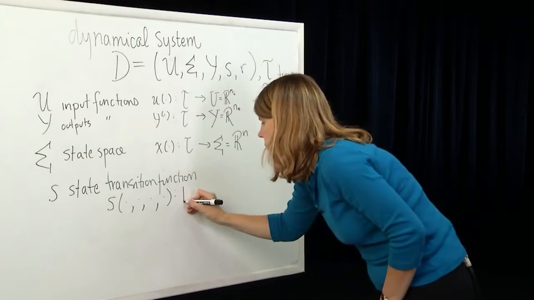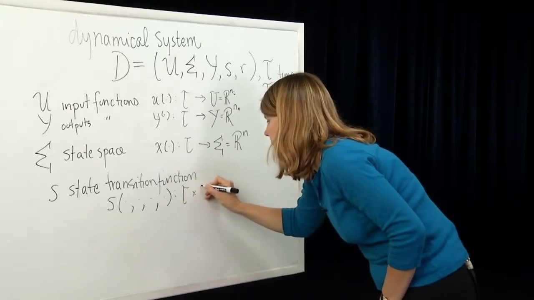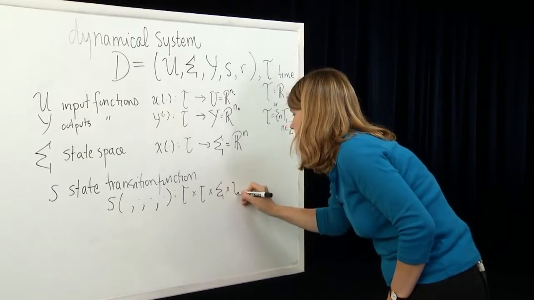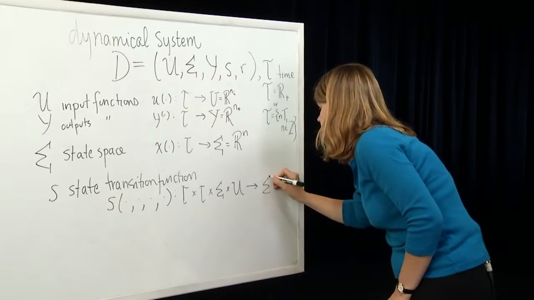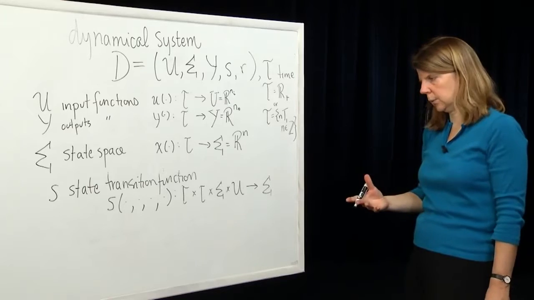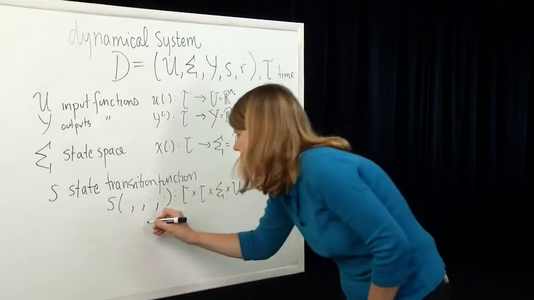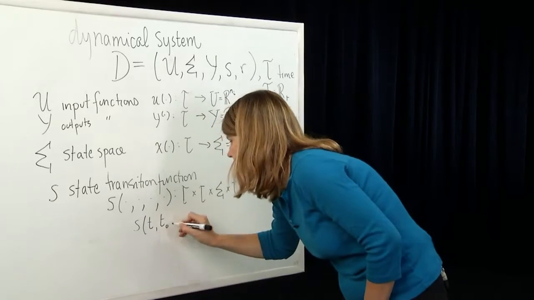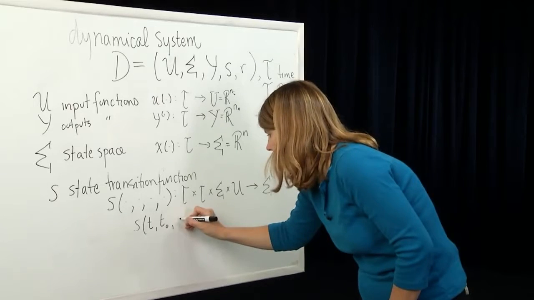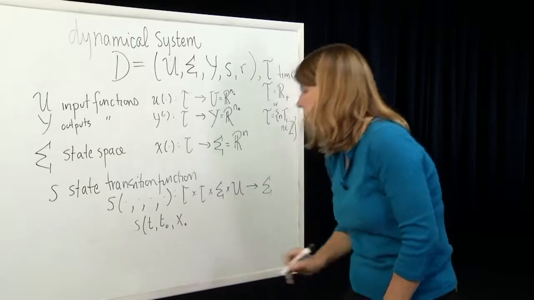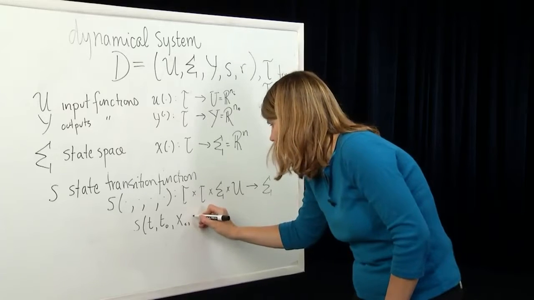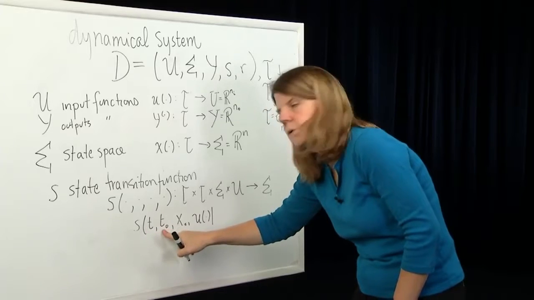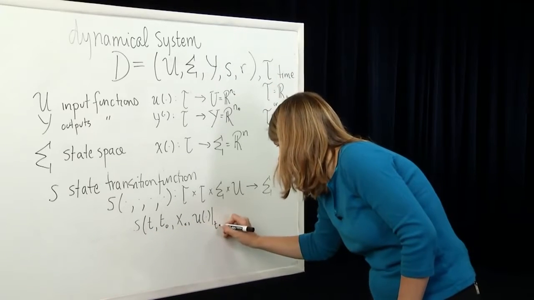And then the state transition function will map a copy of time, the state space, and the input function space over to the state space in the following way. So the meaning of this then is that S takes the current time, the time at which we started, which we'll call t0, the value of the state at which we started, which we'll call x0, and some function u, which is valid between these two times, so starting at t0 and going to time t, t0 to t.